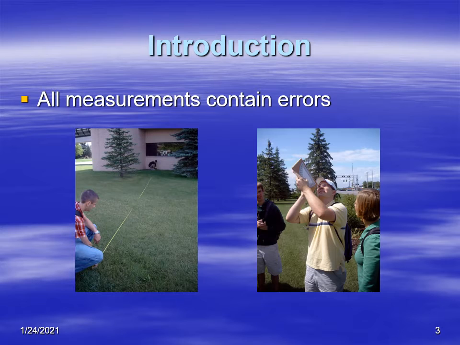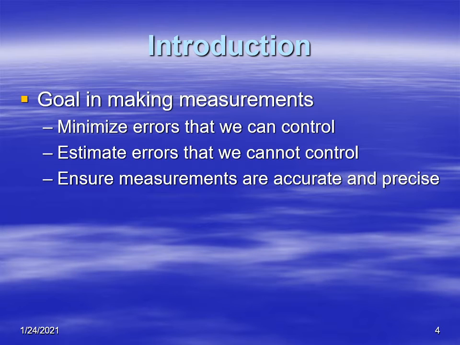Whenever we make measurements, we always have errors. So the goal in making measurements is to minimize those errors, at least the ones that we can control. And the ones that we can't control, we have to estimate the errors that we are making. And then also, we need to ensure that our measurements are accurate and precise.